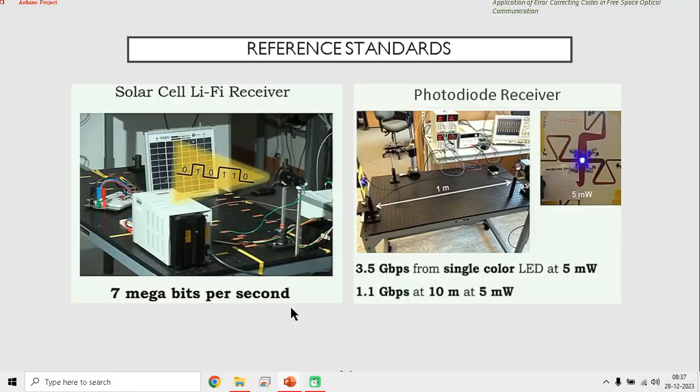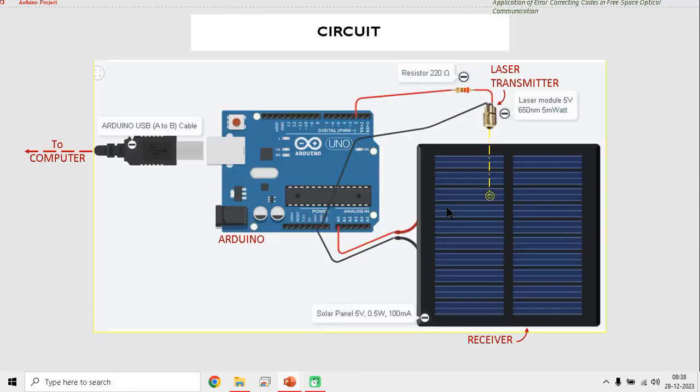Professor Harold did this long ago and was felicitated in some university, and there's a YouTube video in which he was able to achieve 7 megabits per second data rate. Receiver is a solar panel, transmitter is some laser, and at a short distance. I did the same. This is the setup that I have.